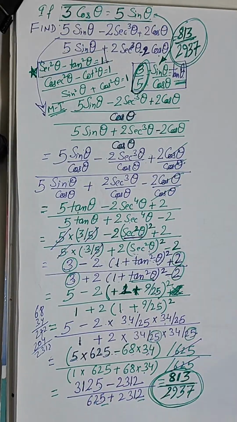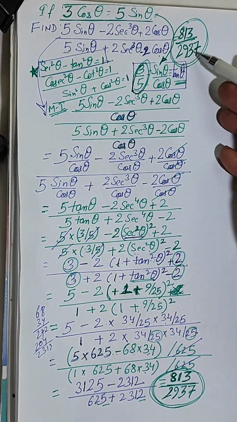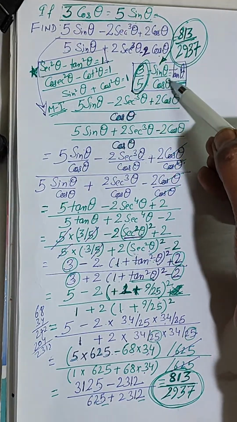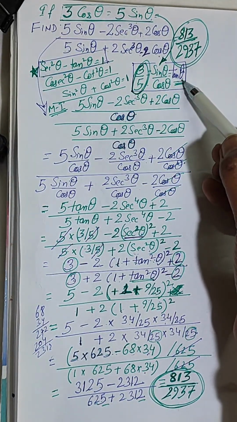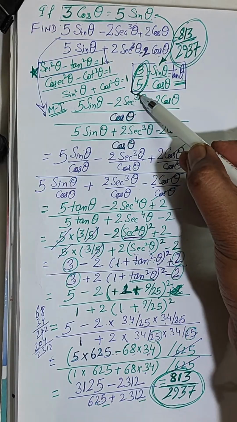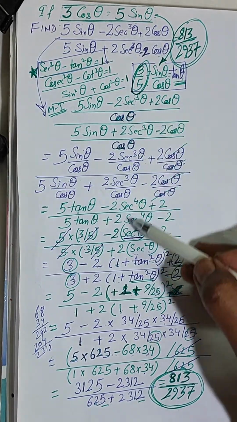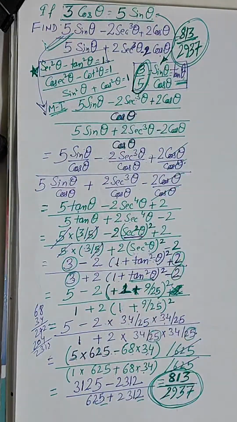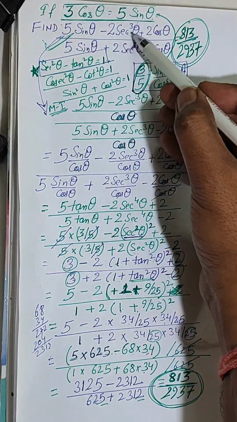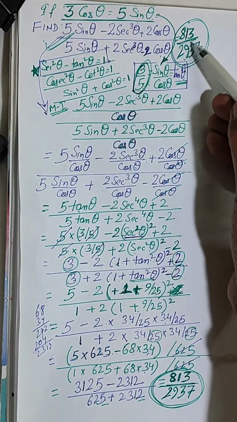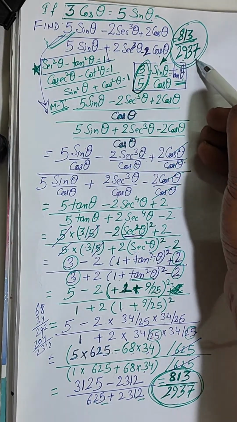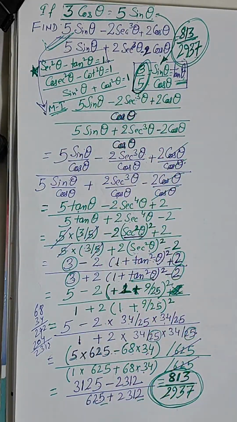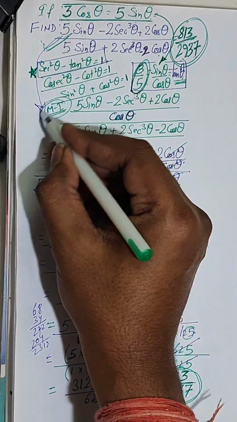And here you can see this value is right on the basis of 3 cos theta equal to 5 sin theta, which will be giving you tan theta. The value of tan theta is 3 by 5. Using this, we calculated the value of this ratio of these identities, and the answer is 813 divided by 2937, right? This was method number 1 which we discussed.